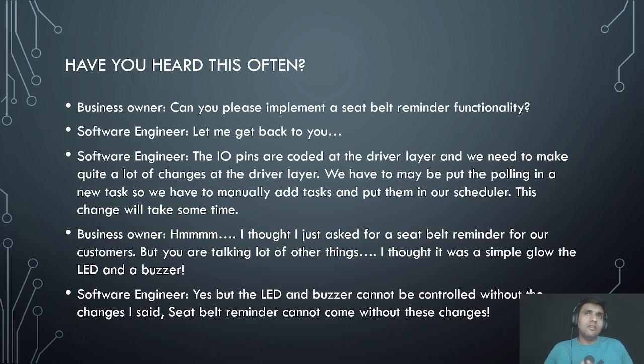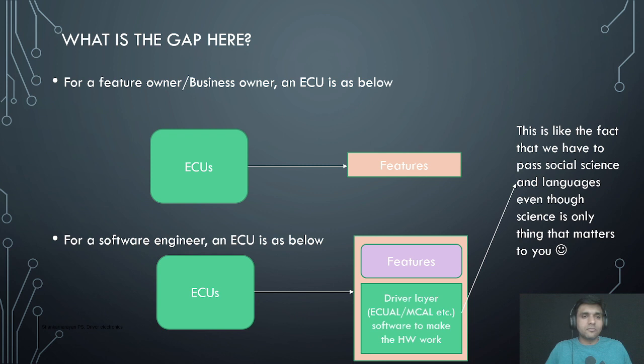So none of them are wrong. They are right in their own perspectives, but still there is a huge gap between what the two people are expecting. And why is that gap? Let's see that. So what is the gap here? For a feature owner or a business owner, the ECU is something that he perceives like this. He or she looks at it like this.